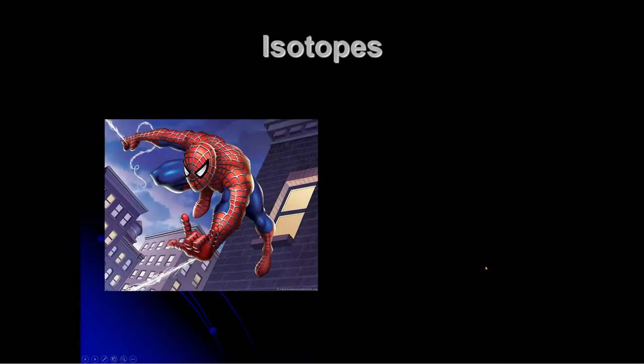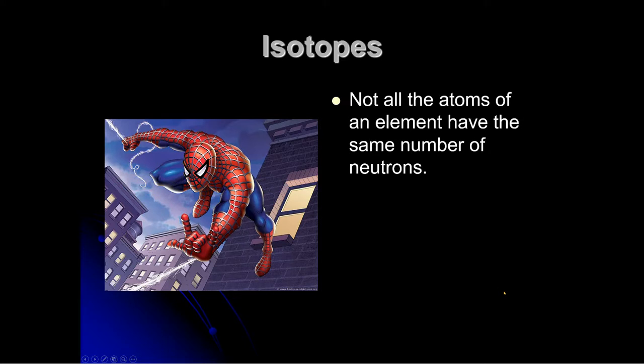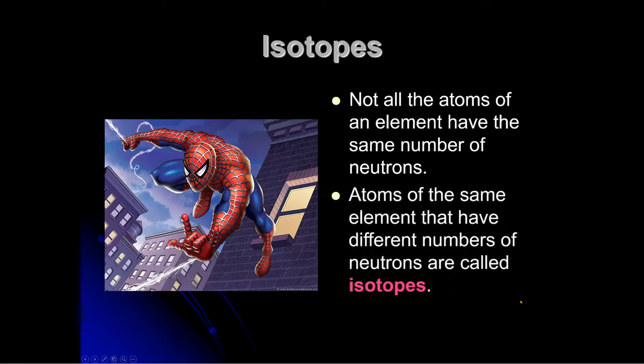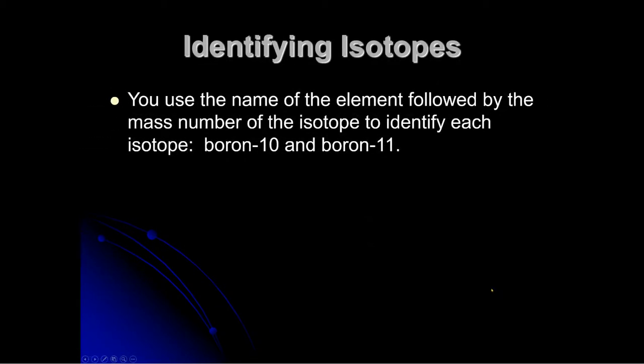Isotopes. Not all the atoms of an element have the same number of neutrons. Atoms of the same element that have different numbers of neutrons are called isotopes. How do we identify an isotope? You use the name of the element followed by the mass number of the isotope to identify each isotope. For example, boron 10 and boron 11.